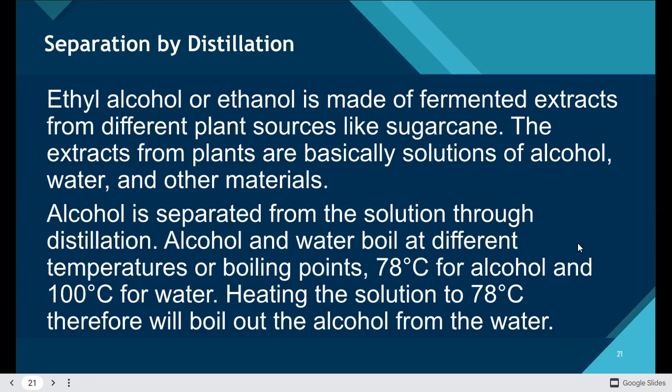So how can we separate alcohol and water again? By distillation. How? Because of the different characteristics: the alcohol boiling point is 78 degrees Celsius, and water boils at 100 degrees Celsius. Therefore, we can heat the solution to 78 degrees Celsius only, so we are extracting alcohol in the process, leaving out water.